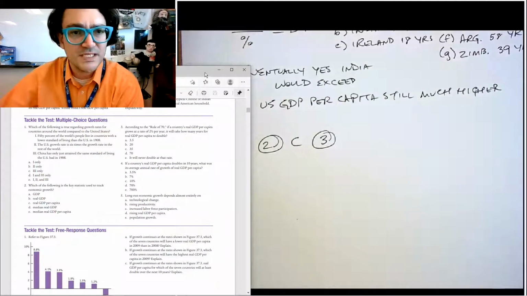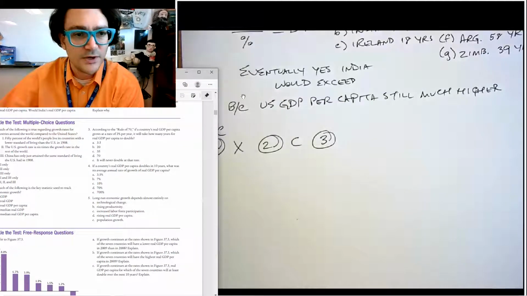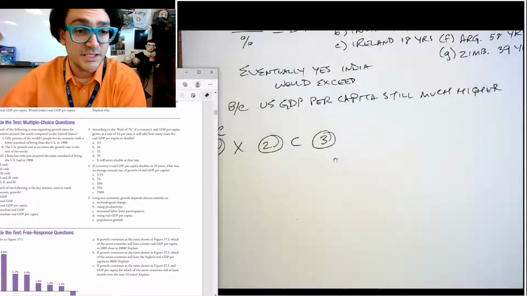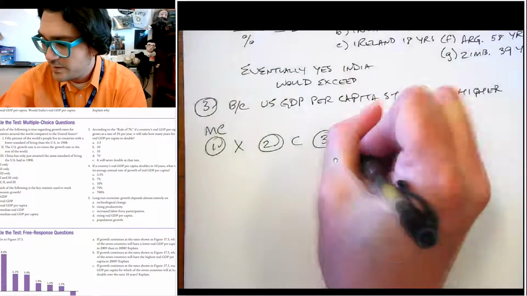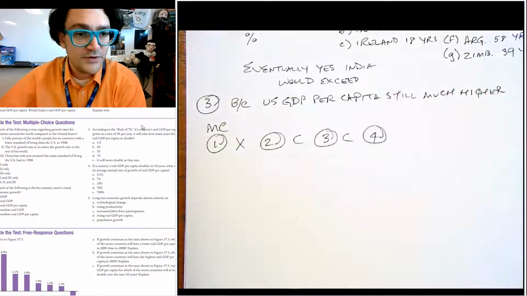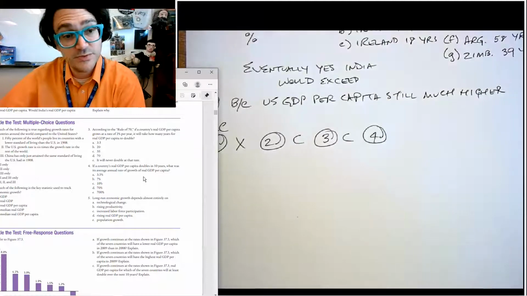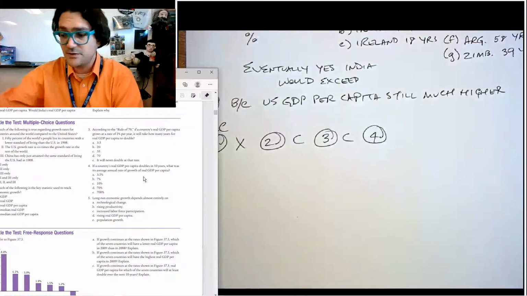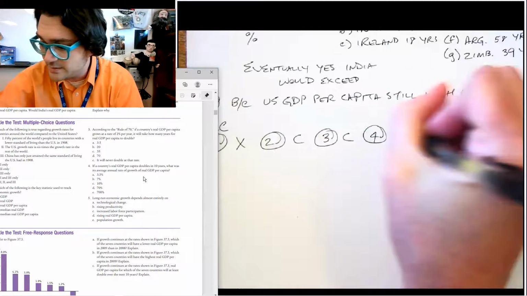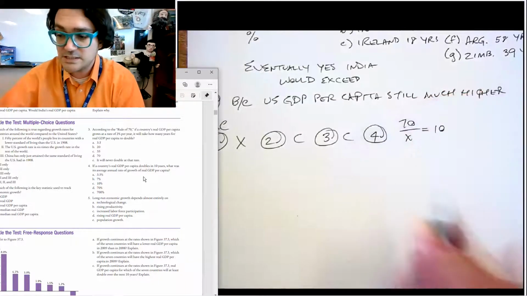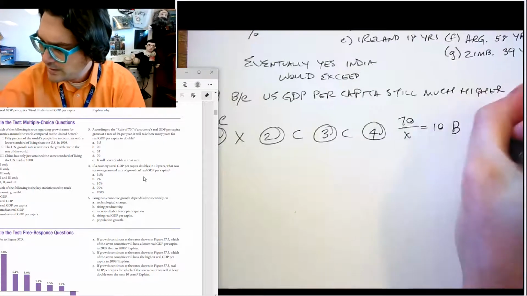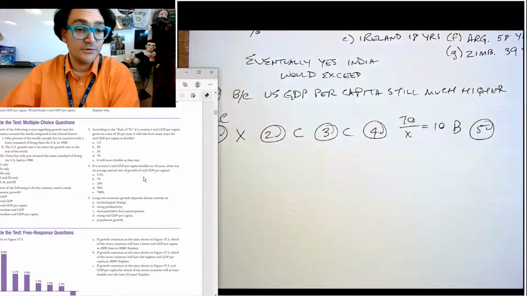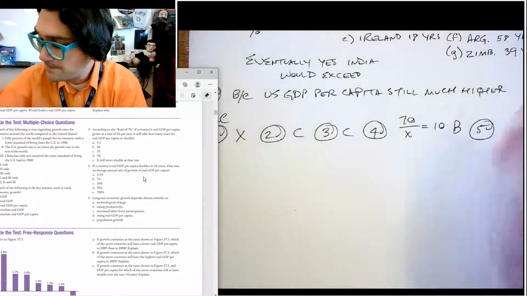According to the rule of 70, if a country's real GDP per capita grows at a rate of 2% per year, how many years will it take to double? 35, because it's 70 divided by 2, so that's C. Number 4, if a country's real GDP per capita doubles in 10 years, what was its average annual growth rate? Then some value here, which would be 7, so that's B. And number 5, long-run economic growth depends almost entirely on productivity, B.